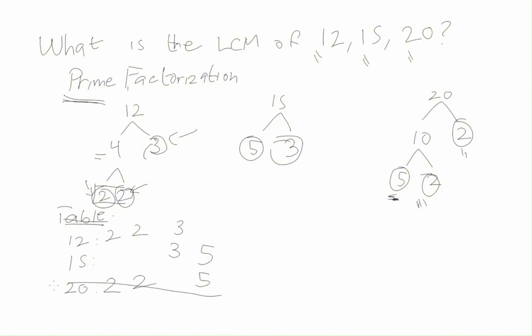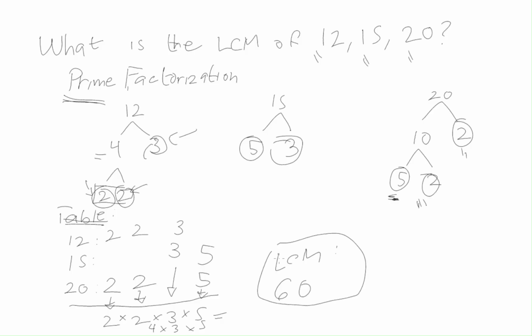Then we're going to make a line. We're going to bring this down: 2, 2, bring this down, 3, bring this down, 5. So 2 times 2 times 3 times 5. 2 times 2, that's 4, times 3 times 5. 4 times 3, that's 12. 12 times 5, that is going to be our LCM of 60. So that is just how you find the LCM of numbers.